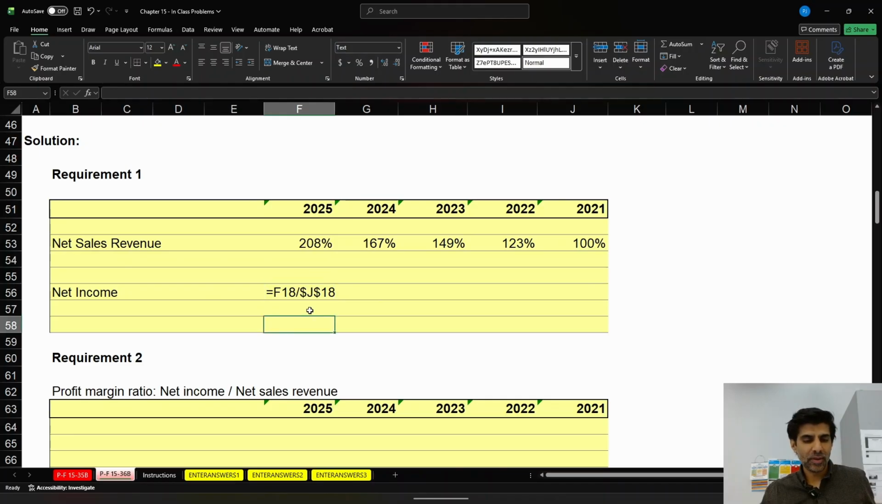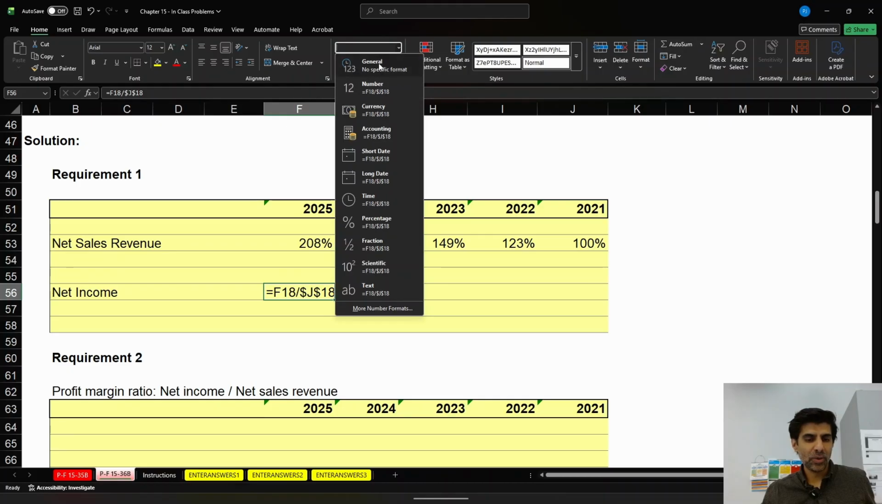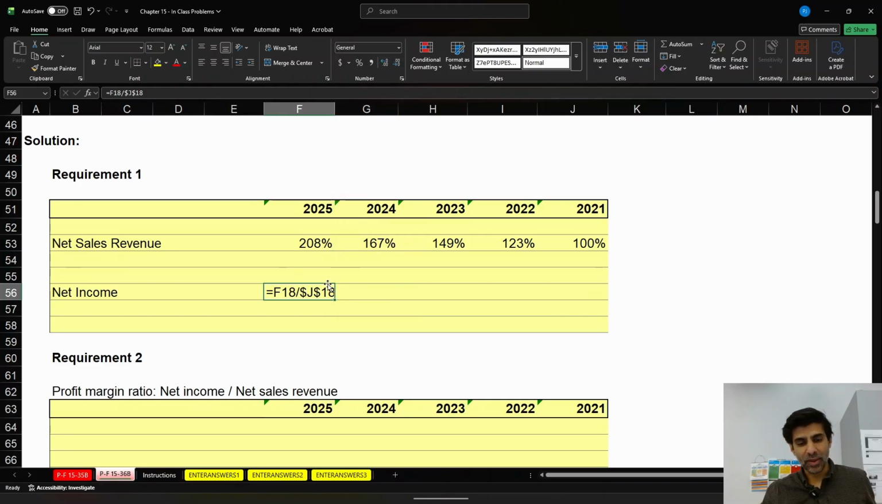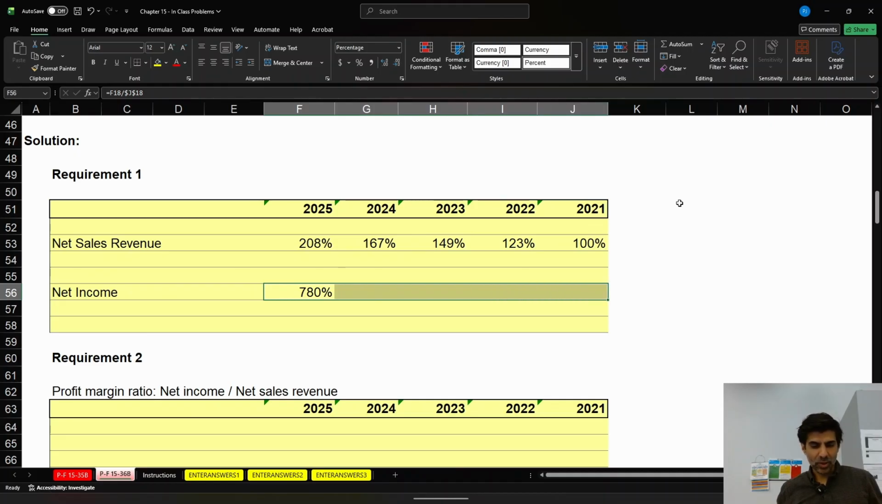So what I can do is go to this cell, change it to general, and it still didn't do anything because I have to kind of refresh it. So I just double click back into the cell, and then I can convert this to a percentage using this formatting. And then I can do Control R. Okay, so this is requirement one is done.